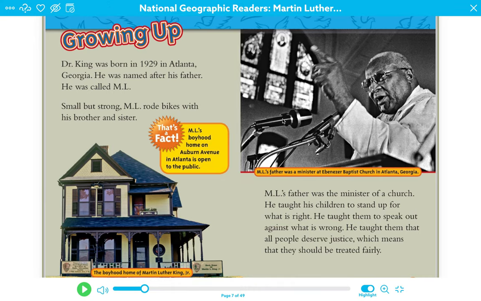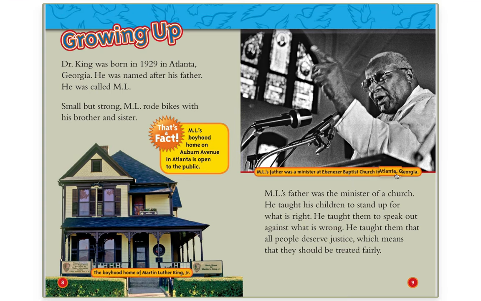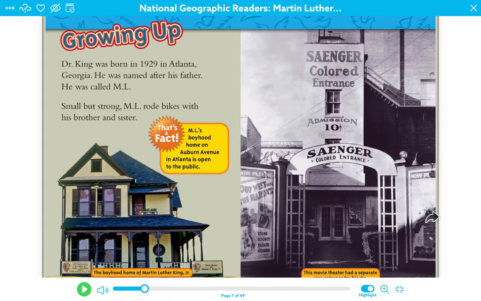This is a picture of Martin Luther King Jr.'s father. Underneath it is a caption. A caption is a sentence that goes with a picture. MLK's father was a minister at Ebenezer Baptist Church in Atlanta, Georgia.